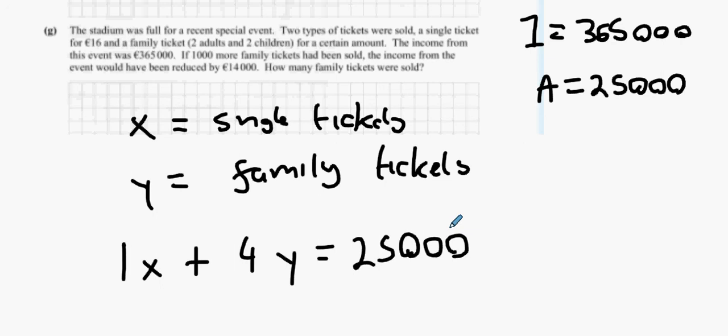The income from the event was €365,000. Haven't used that information yet, have I? So that information is currently not in use. If 1,000 more family tickets had been sold, income from the event would have been reduced by €14,000. How many family tickets were sold? The goal of the question is to find out the Y value, isn't it?